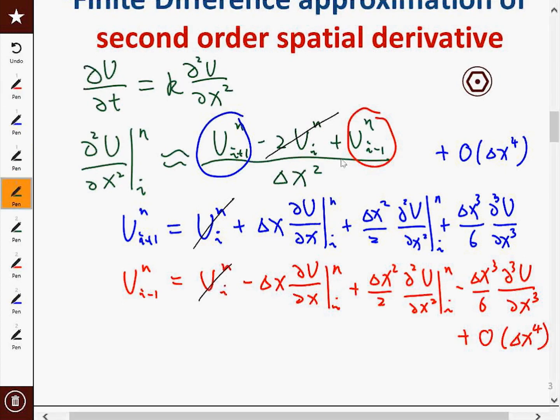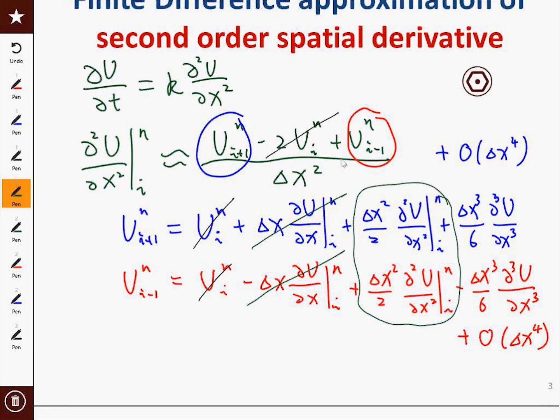Another term is this and this added up. So i plus 1 and i minus 1 are added up, so the first derivative term cancels. The third derivative terms, instead of canceling, add up. So dividing by delta x squared serves as an approximation of partial squared u partial x squared. It is a consistent approximation to the second derivative.